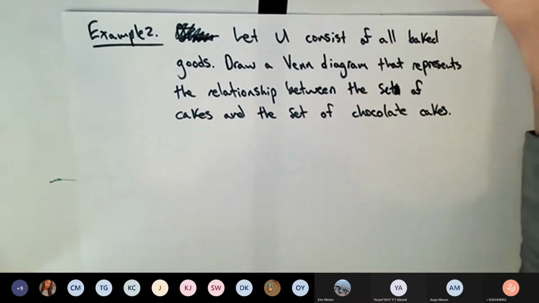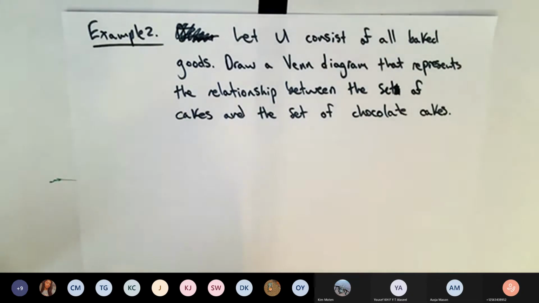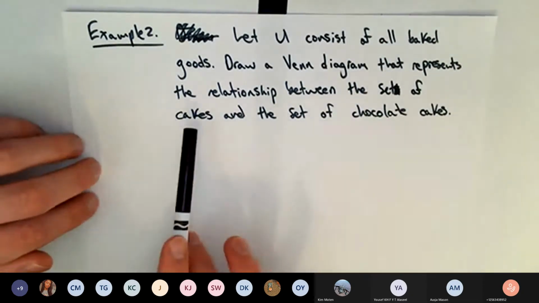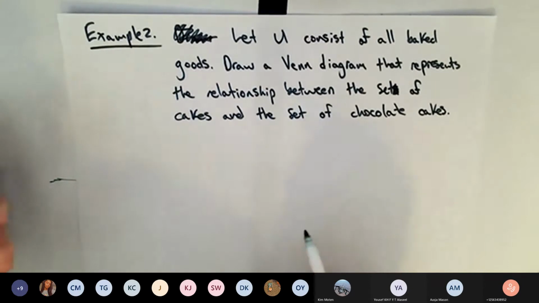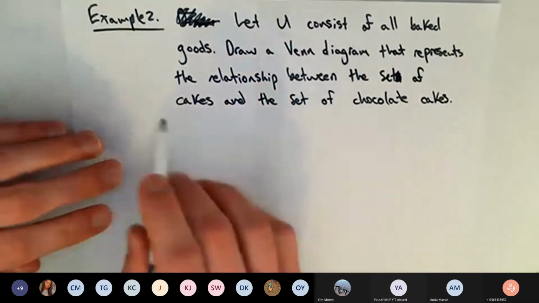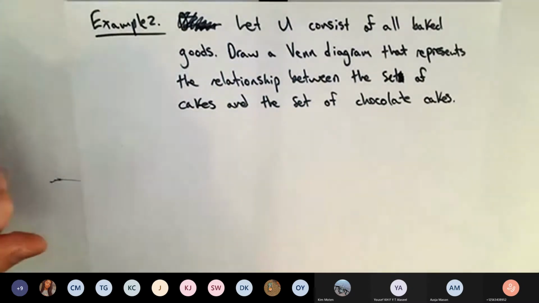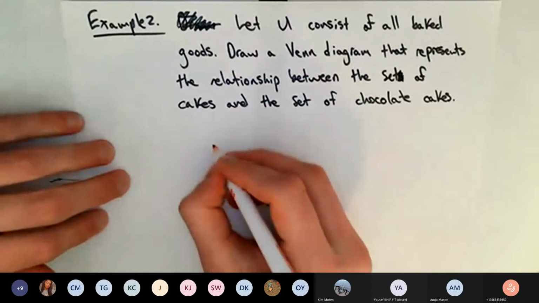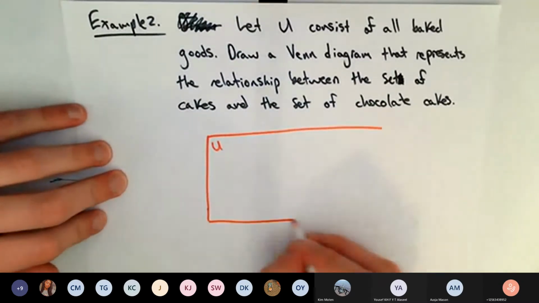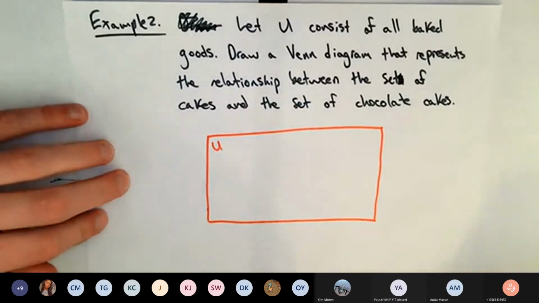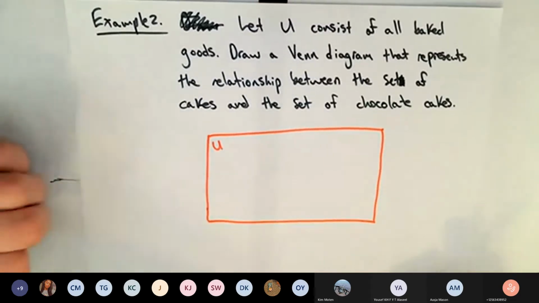So that means when you draw your Venn diagram, you can just write literally the word cakes and then chocolate cakes on your two sets. So what is it going to look like? We know a Venn diagram should always start, well, let me draw it in red here. A Venn diagram should always start with the universal set. So a rectangle, this is the set of all baked goods.